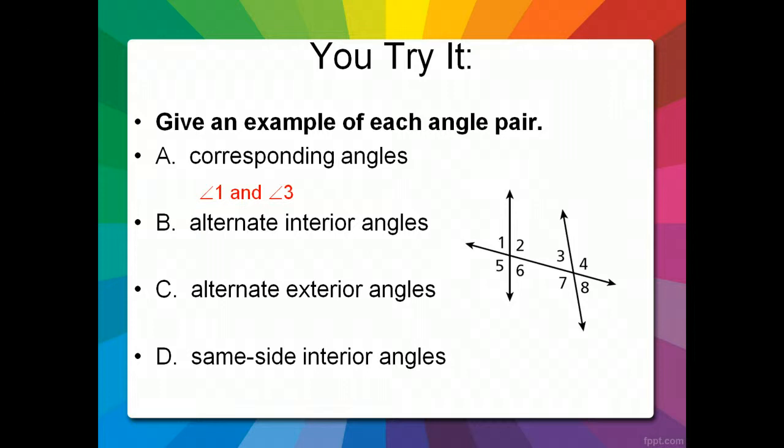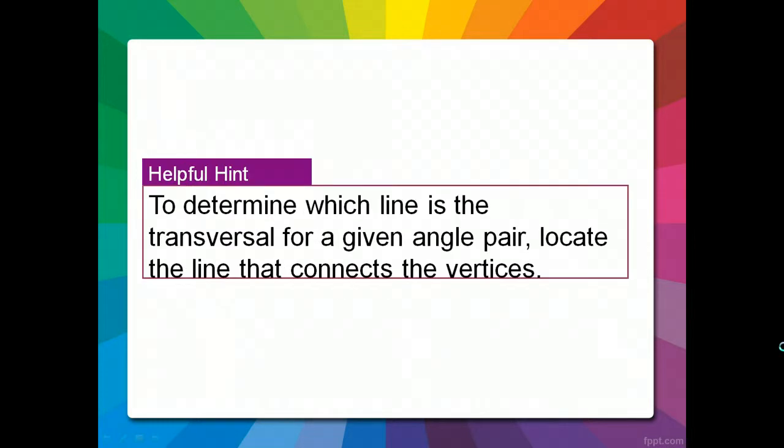For alternate interior angles, you can use 2 and 7 or 3 and 6. For alternate exterior angles, you might have chosen 1 and 8 or 4 and 5. For same-side interior angles, you might have chosen 2 and 3 or 6 and 7. To determine which line is the transversal for a given angle pair, look for the line that connects all the vertices.